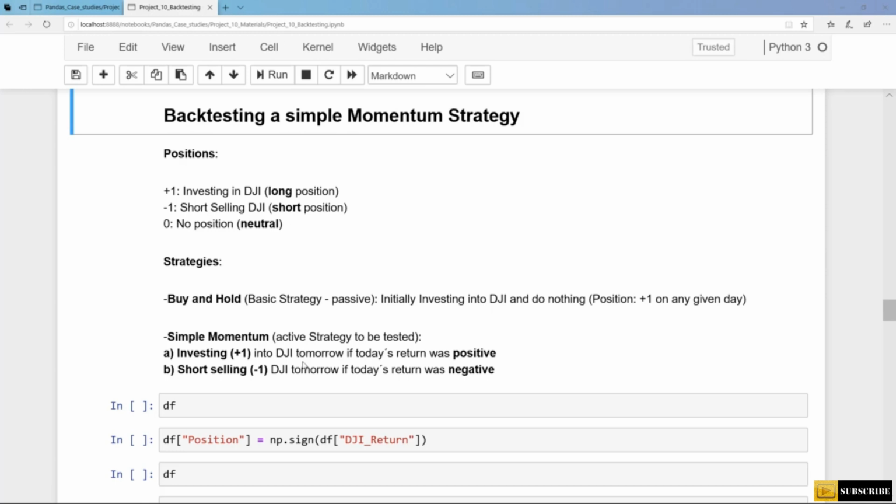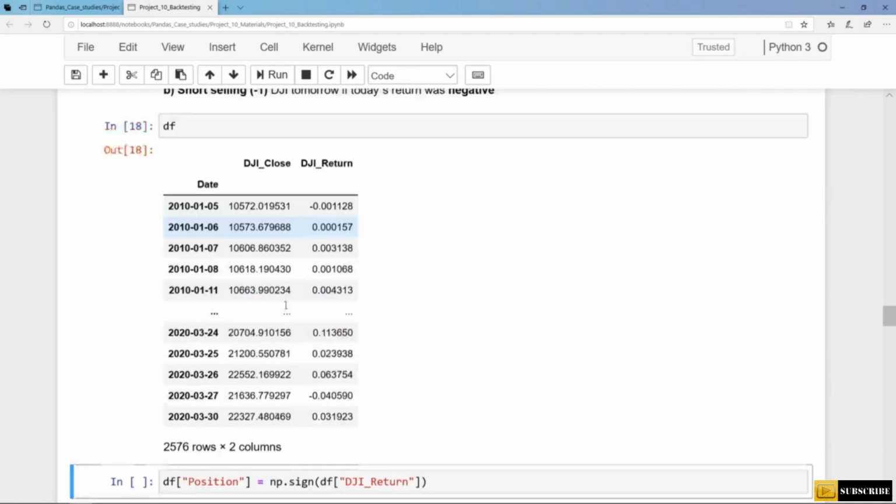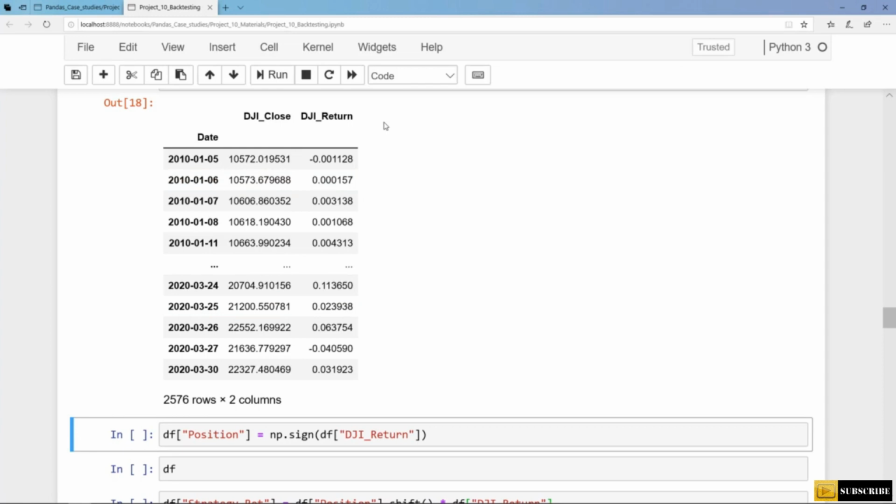Now let's backtest this simple momentum strategy, and still we have DF with prices and returns. And now the plan is to create an additional column position that is based on today's returns, and that will indicate the position tomorrow. So for instance, here on the 5th of January, we have a negative return, and therefore the position should be -1, indicating that we short sell the index tomorrow. So coding-wise, we have to check for each and every element in the return column whether the element is positive or negative, and if it's negative, we want to have the value -1, and if it's positive, the value 1.